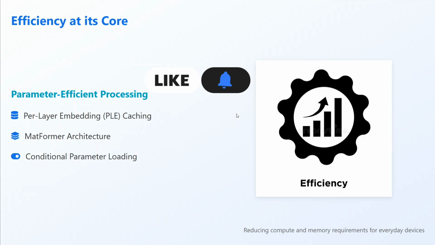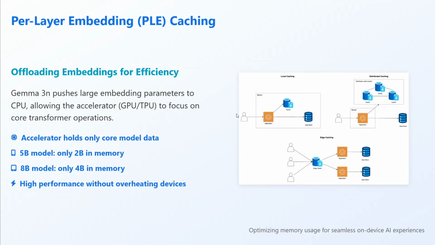Efficiency at its core. So it uses these three new architectural changes: per layer embedding caching, MatFormer architecture, and conditional parameter loading, that I will be telling you how it is doing.